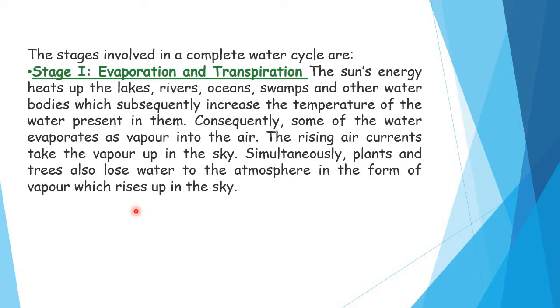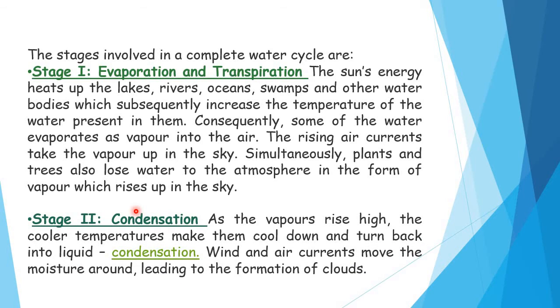Now let's look at stage 2, which is condensation. As the vapor rises high, the cooler temperature makes it cool down and turn back into liquid. This process is said to be condensation. Wind and air currents move the moisture around, leading to the formation of clouds. This process is condensation.